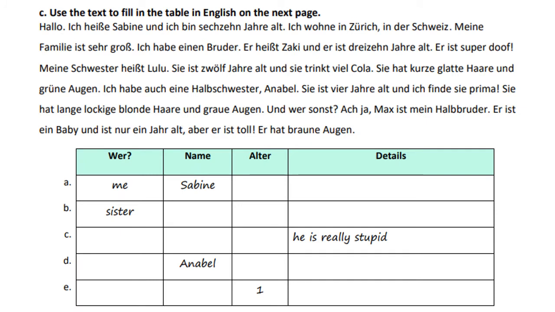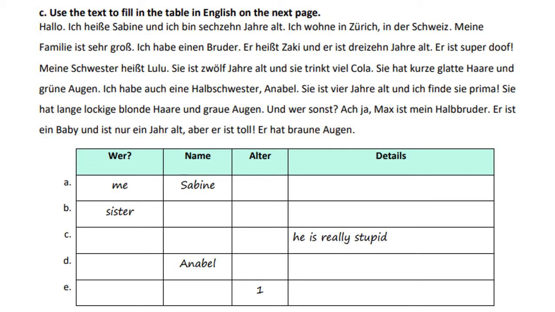All right, then the next task, task C, it says use the text to fill in the table in English on the next page. It's actually all on the same screen here for you. So you need to read through the information and fill in the table. I'm just going to run through what the columns mean.